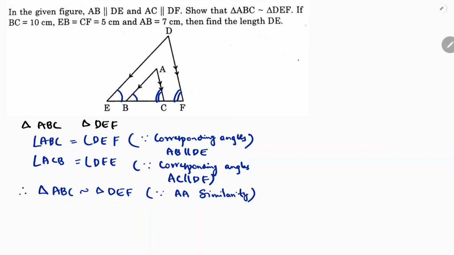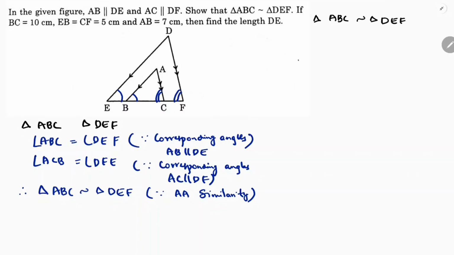Now in triangle ABC, we need to find, see, if BC is 10, EB equals CF equals 5, EB and CF are 5 centimeters and AB is 7 centimeters, we need to find the length of DE. So just now we got that triangle ABC is similar to triangle DEF.